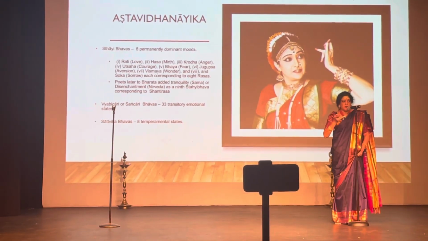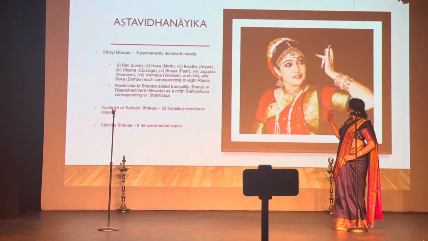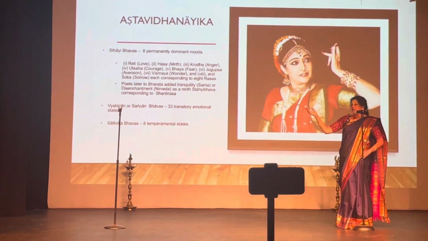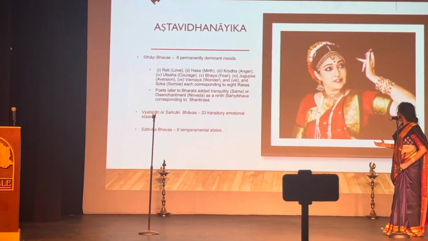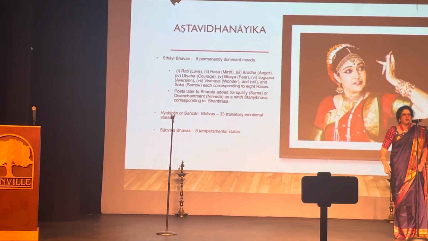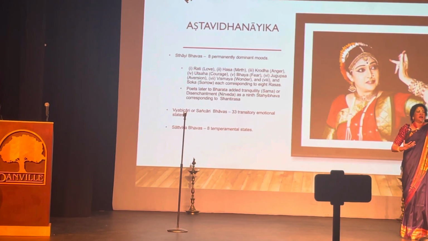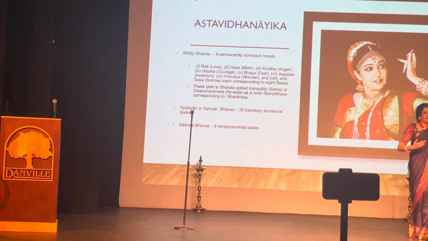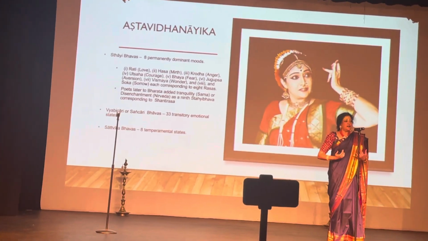I'm hoping some of the students who are here know some of this terminology. Sthai Bhavas are basically, you can read through, Rati, Hasa, Krodha, Utsaha, Bhaya, Jugupsa, Vismaya, and Shoka. All of these relate to the Navarasas, I'm sure you all know. And a couple of other bhavas like Nirveda and Shama are introduced later, after Bharata, after the Natya Shastra. So Nirveda, Shama, when does it come?